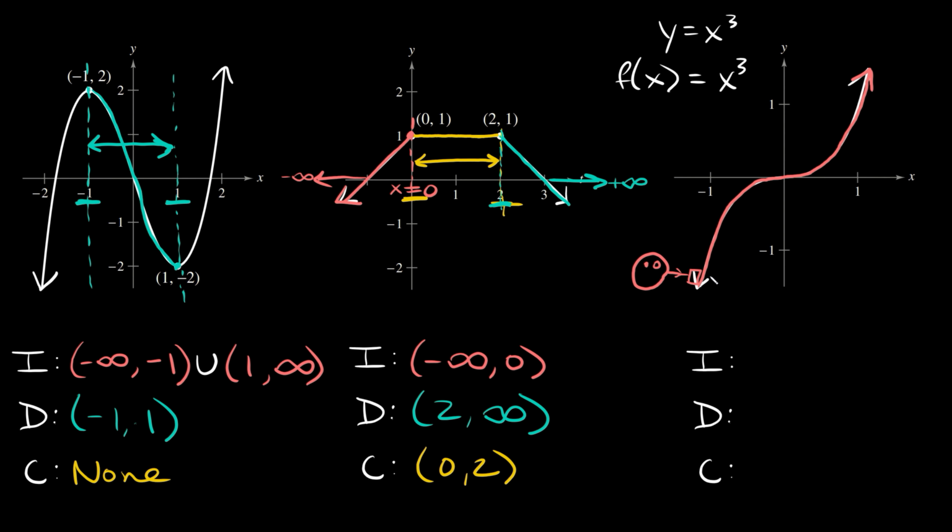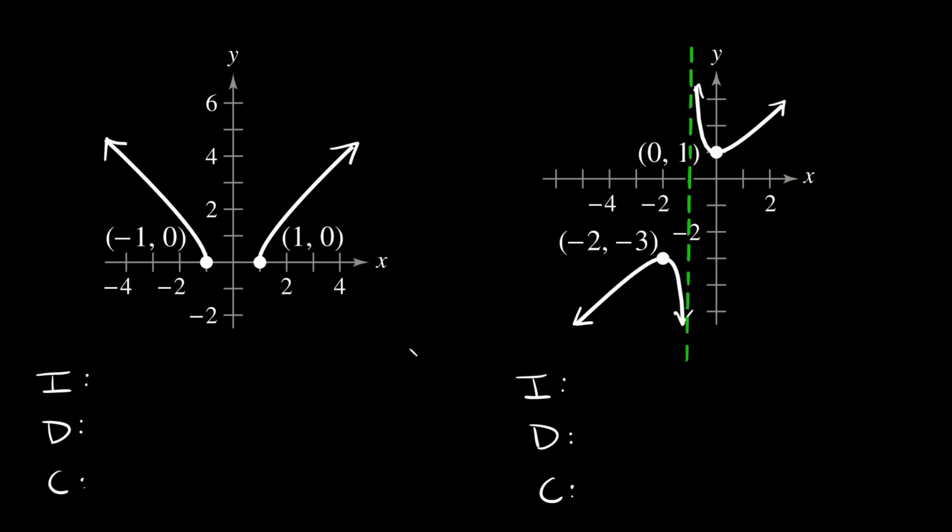So as you can see, this function is always increasing. It's always gonna be increasing. So it's increasing from negative infinity to positive infinity. Okay, so this function is never decreasing and doesn't have a constant interval either. All right, let's do some slightly harder problems.